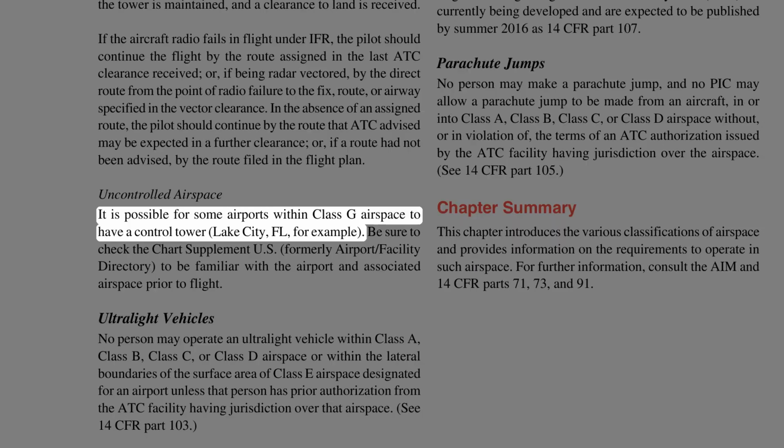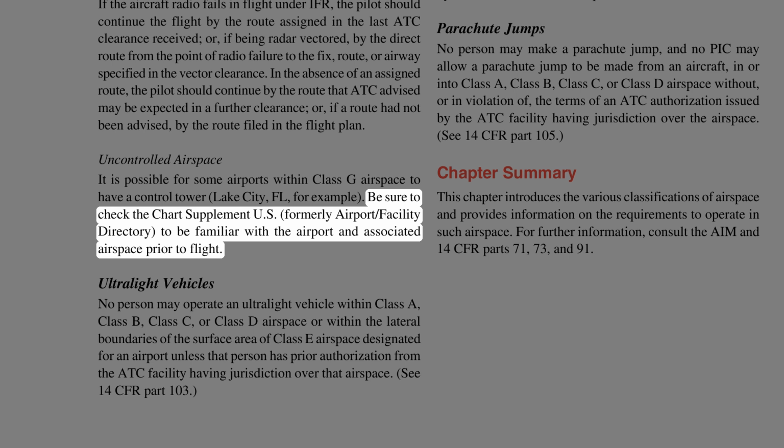Uncontrolled airspace. It is possible for some airports within Class G airspace to have a control tower, Lake City, Florida, for example. Be sure to check the Chart Supplement US, formerly Airport/Facility Directory, to be familiar with the airport and associated airspace prior to flight.